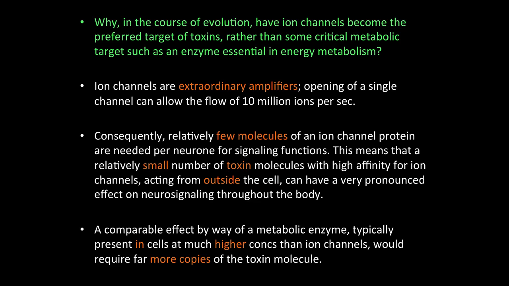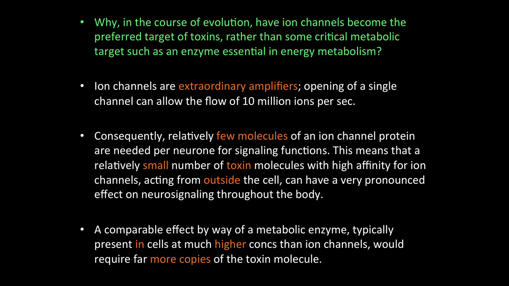So let's go ahead. Ion channels are extraordinary amplifiers. Opening of a single channel can allow the flow of 10 million ions per second. Consequently, relatively few molecules of an ion channel protein are needed per neuron for signaling functions. This means that a relatively small number of toxin molecules with high affinity for ion channels acting from outside the cell can have a very pronounced effect on neurosignaling throughout the body. A comparable effect by way of a metabolic enzyme typically present in cells at much higher concentrations than ion channels will require far more copies of the toxin molecule. All right?